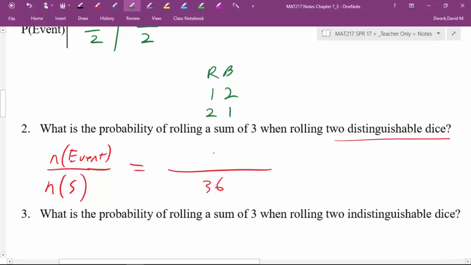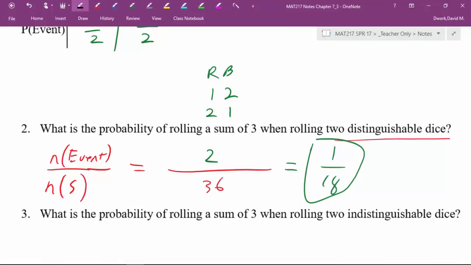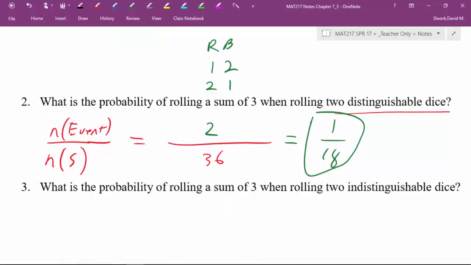So therefore, what's the cardinality of the event? There are 2 possible ways. So therefore, the probability is 2 out of 36 or 1 out of 18. And there you go. Now, my favorite question ever.